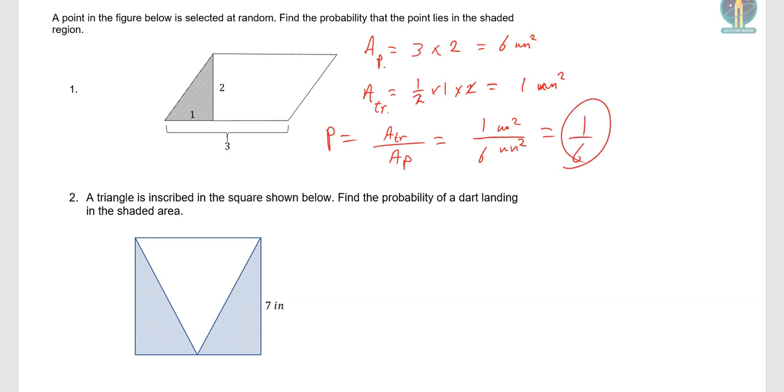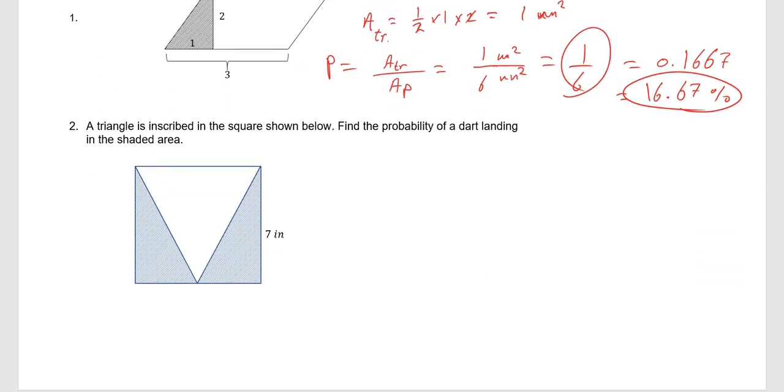Do keep in mind, probability can also be expressed as a fraction, which is perfectly fine, because a fraction can be converted to a decimal. So this is equal to 0.1667, which is equal to 16.67%.